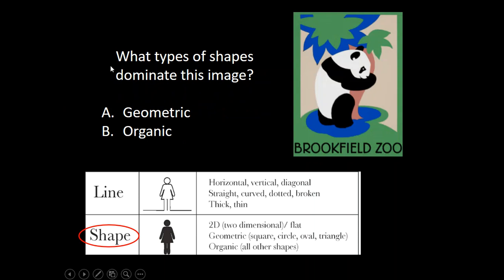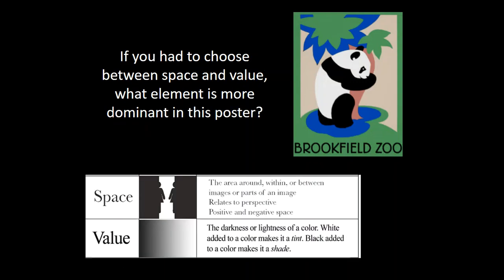And then another question, what types of shapes dominate the image? Do we have geometric shapes like squares, triangles, isosceles triangles, prisms, circles, rectangles? Those are geometric shapes. Or do we have organic shapes? Organic shapes take the forms of the natural world. Organic. Hopefully I got that right.